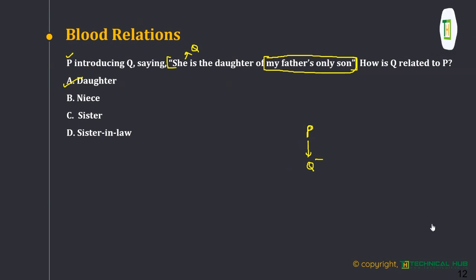Someone said it has niece also. So obviously it cannot be sister. My father's only son is me, then she is the daughter of mine, so obviously Q is the daughter of P. Someone answered sister. There is no chance of it being sister. That's why I always emphasize, try to identify the generation gap. Does the person belong to the same generation as P, or the above generation, or the below generation? Based on the generation gap, you can identify the relation. Okay, next.